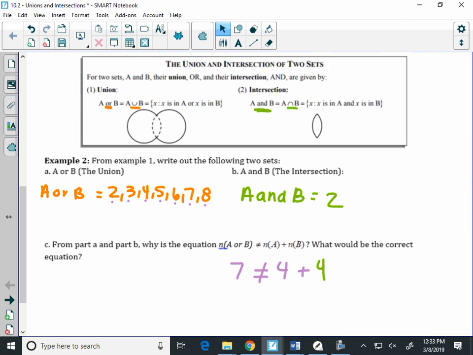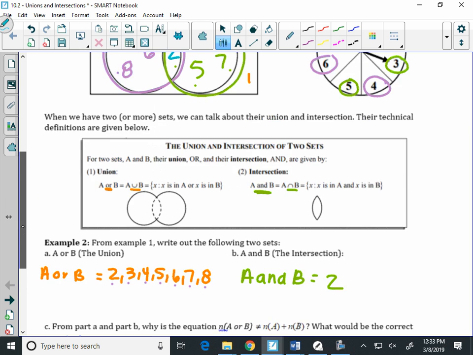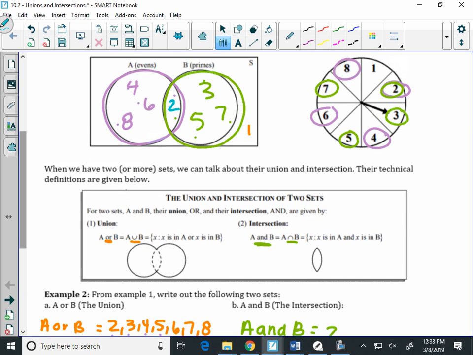And 4 plus 4 is 8. Yeah, 7 does not equal 8. Why is this not true? What happened when we counted up the amount in both sets? Well, 1 isn't in either set, so 1's not going to be included. 1 wasn't in the union, 1's not in either set, so we can't include the 1.